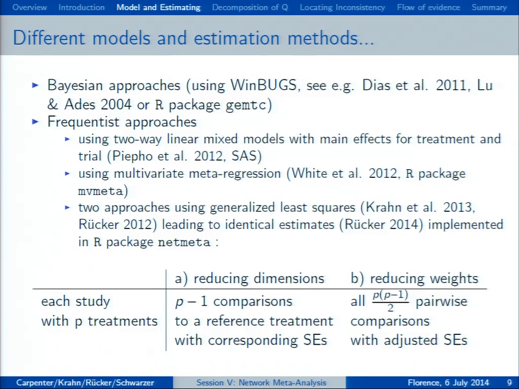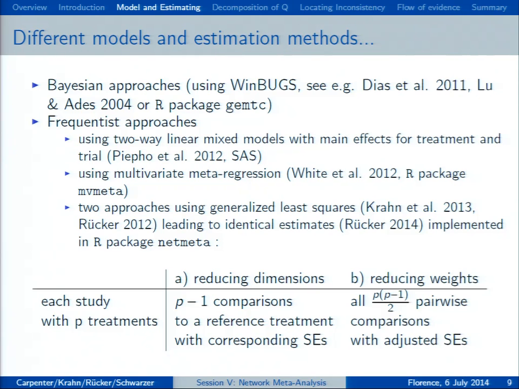And there are 2 further frequentist approaches using generalized least squares to estimate the network estimates. These 2 approaches take the correlation of comparisons of multi-arm studies into account in a different way. So for multi-arm studies, the treatment comparisons are correlated. We want to take this into account when we estimate the treatment effects.